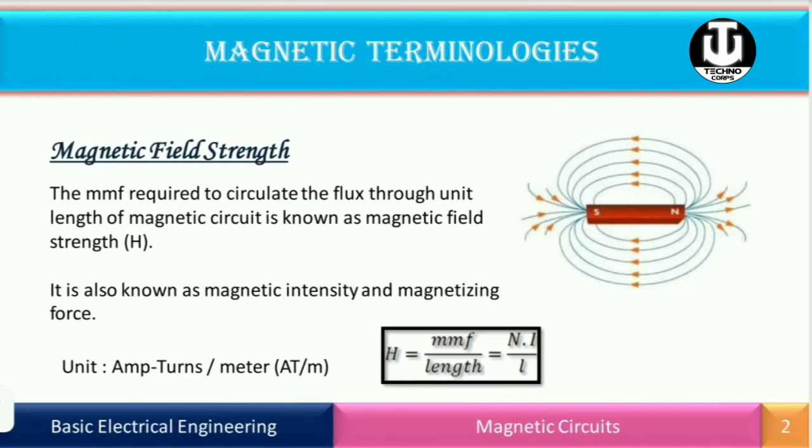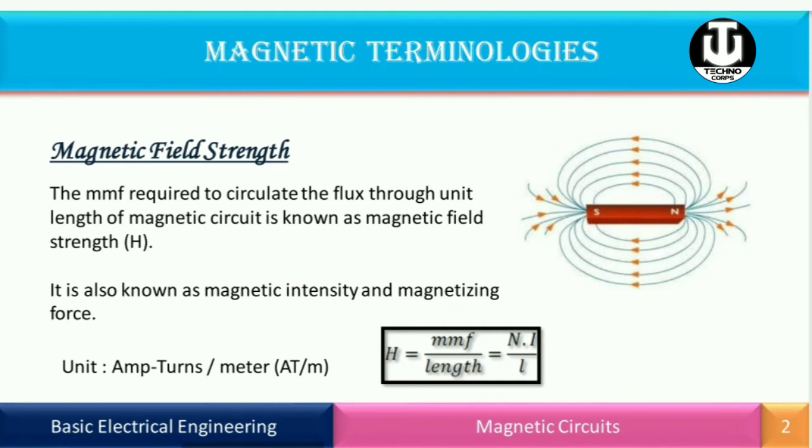Now the next term is magnetic field strength. So what is magnetic field strength? The MMF required to circulate the flux through unit length of the magnetic circuit is known as the magnetic field strength. When we talk about the MMF for a particular unit length, it is called the magnetic field strength. Mathematically, it is the ratio of MMF divided by length, so Ni divided by L, and the unit is ampere turns per meter.